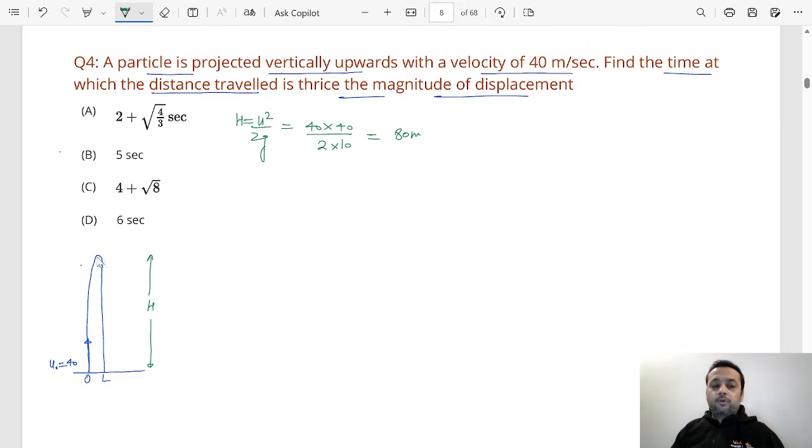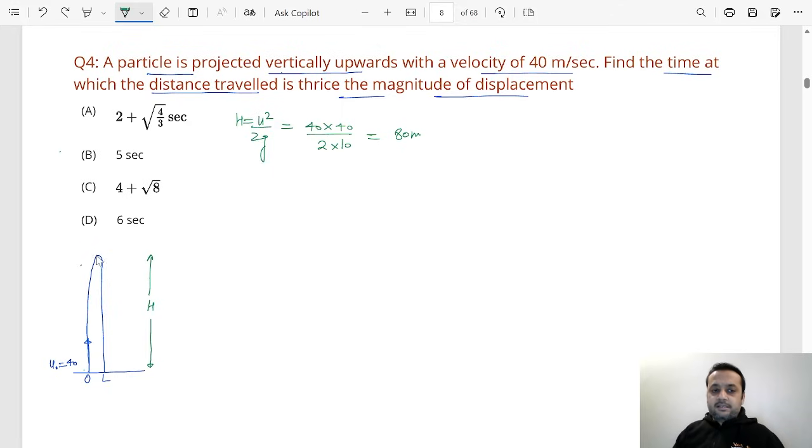Now look, what happens is that the question is saying the time at which distance traveled is 3 times the magnitude of the displacement. Now look, when the particle is going up, then of course distance and displacement are equal. Like for example here, this is the distance and this is also the displacement. So till the highest point during the ascent, the displacement and distance will always be equal.